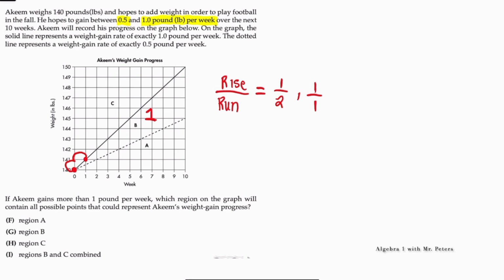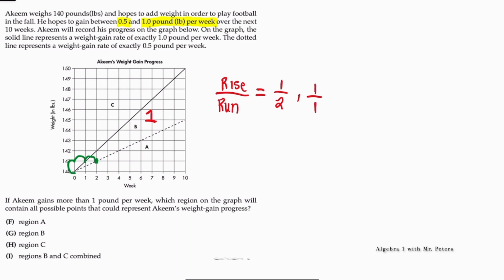Now let's say we went back to the half a pound a week. And if we're using rise over 1, guess what? We're saying that for every week that passes, he gains half a pound. So when we look at this, we use our rise over run and we go up 1 over 2, right? Because that's the slope of 1/2. So we know that we would be in region A if he was gaining half a pound per week.